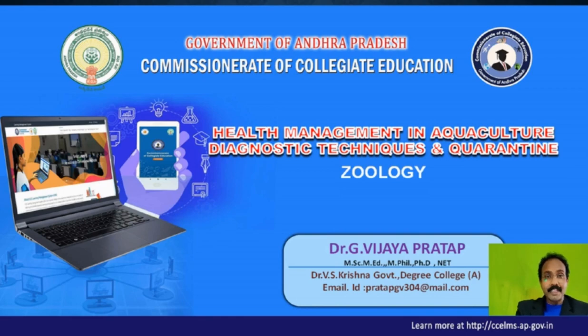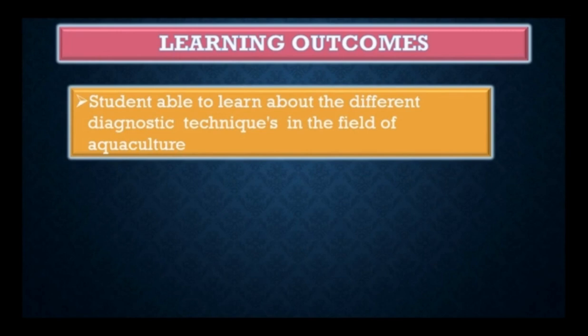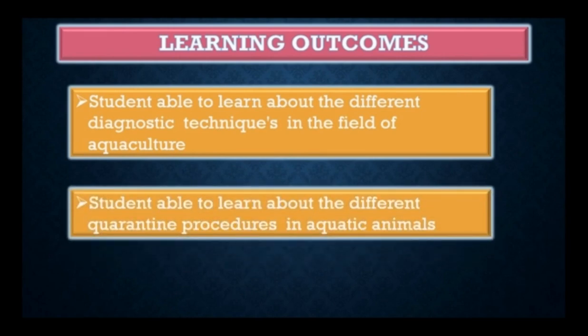Now let us quickly learn about the title, what you are going to learn today. The title is Health Management in Aquaculture, Diagnostic Techniques and Quarantine. The first learning outcome is that the student will be able to learn about the different diagnostic techniques in the field of aquaculture, and the student will be able to learn about different quarantine procedures in aquatic animals.